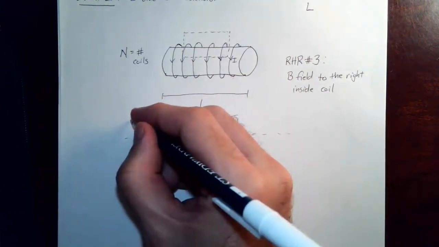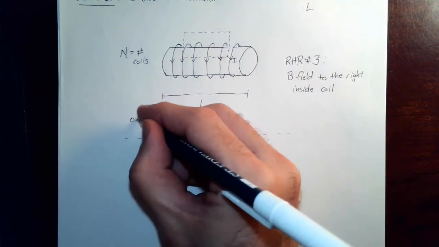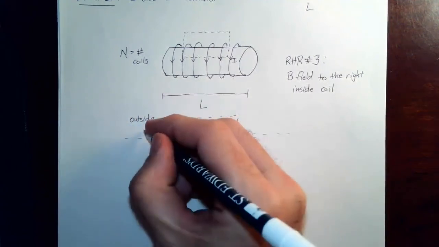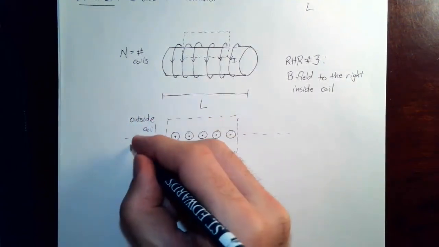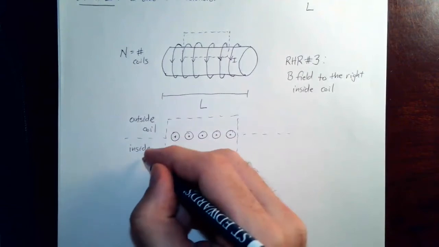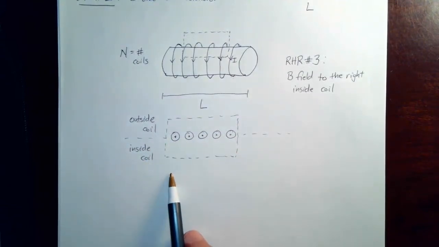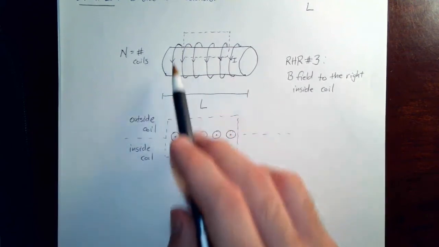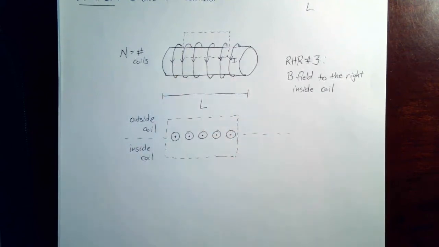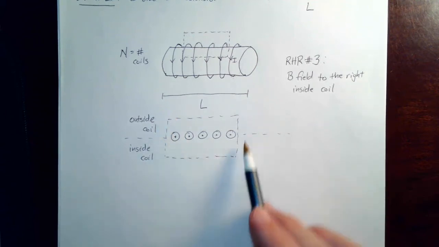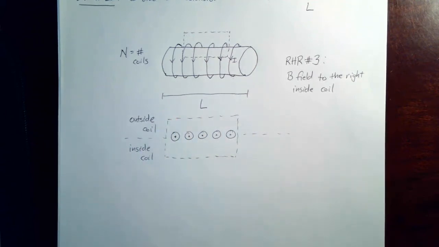And up here is outside the coil. Down here is inside the coil. And then we have all the currents that are going into the page are going to be down here as well, but they're outside of my loop, right? So they do not affect my path integral. So I'm only concerned about the ones that are inside my rectangular Amperian loop.